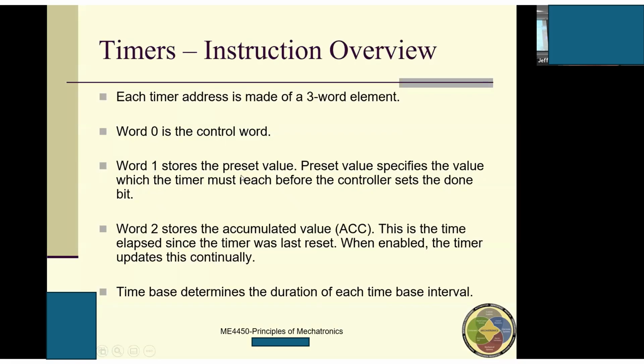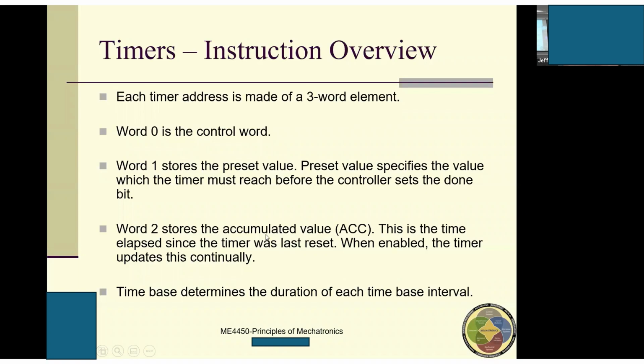Word 1 stores the preset value, the specified value which the timer must reach before the controller sets the done bit. So you must have a preset value. If I want to preset 5 minutes, that's too long, sorry, 5 seconds, how can I specify 5 seconds? Another guy wants to specify 45 seconds, how can I specify that? This is the preset value, determined by the operators.